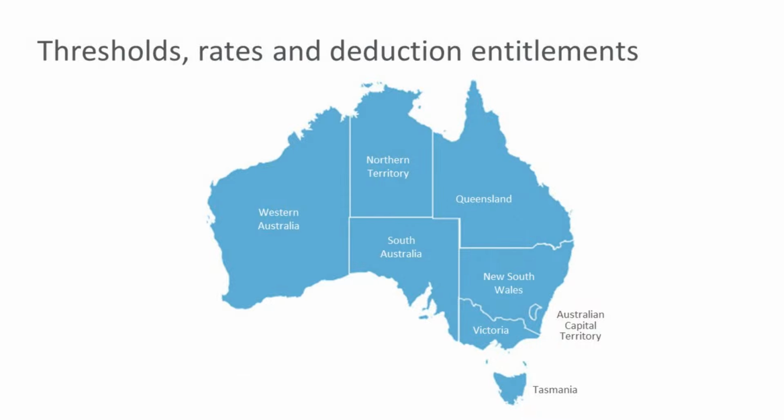When it comes to payroll tax across Australia, you will find that each state and territory will have their own thresholds, rates and deduction entitlements that apply. The legislation for payroll tax was harmonised across most of the Australian states and territories in 2007, so that the treatment of common payroll tax elements is consistent across the country. Differences in the treatment of certain elements of payroll tax will be highlighted throughout the presentation today.